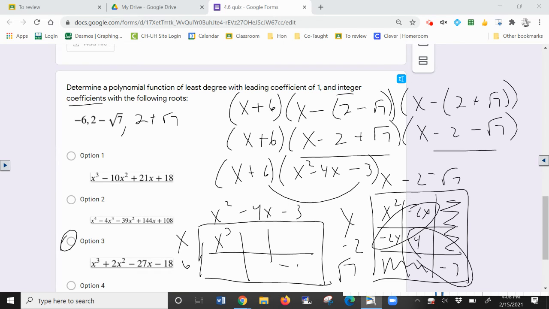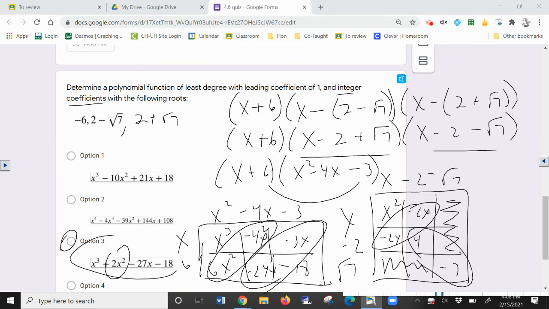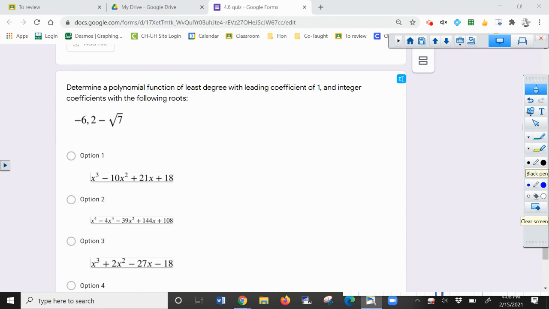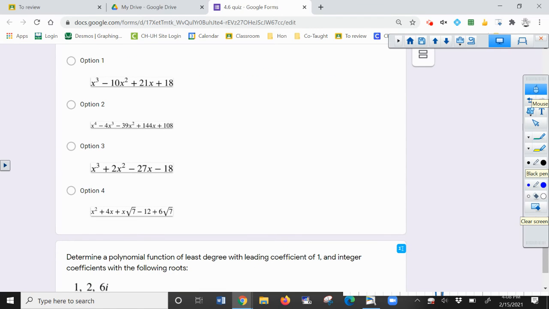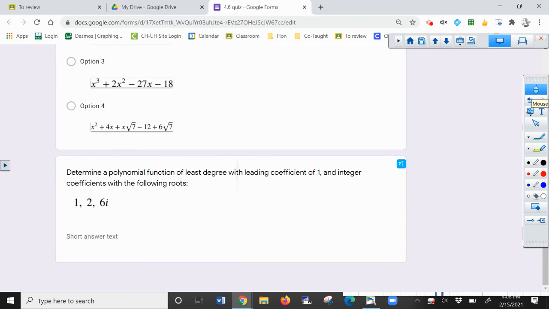Here's the x cubed and the -18. That's for certain. And we have 6x squared and -4x squared, which is 2x squared. Okay, so I'm thinking we're seeing a trend here. -24x and -3x, that's our -27. So it's option 3 without even looking at option 4. Notice that option 3 is a polynomial whose answers are -6 and 2 plus and minus square root of 7. We're just going backwards from the work we were doing before. This last one wasn't even a good choice because the coefficients are square roots, not integers.